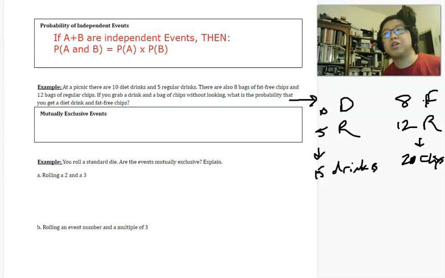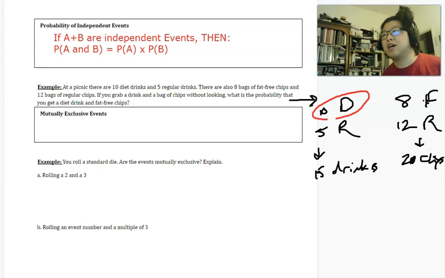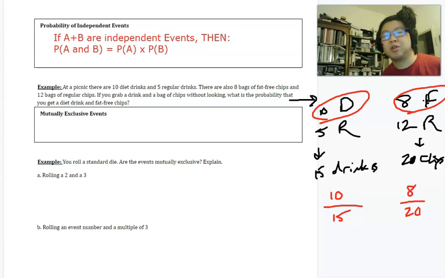Okay, so I'm looking at diet drink and fat-free chips. I'm going to change my color here. So when I look at what my numbers should be, it should be 10 out of 15 chance to pick a diet drink, and 8 out of 20 chance for fat-free chips. And if I want the probability of both things happening, you would simply multiply these together.